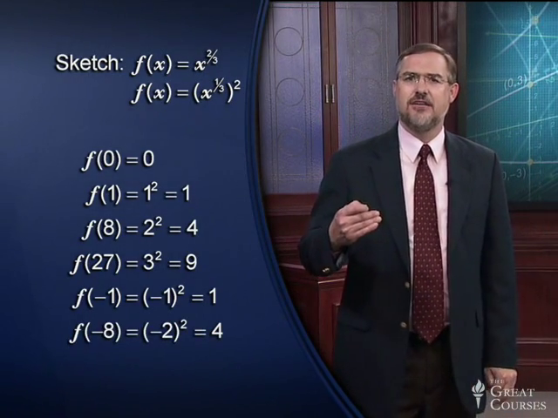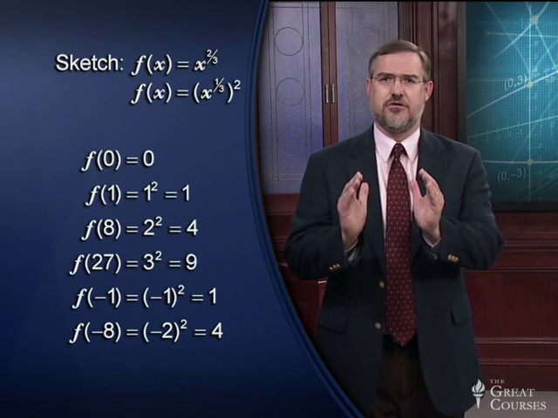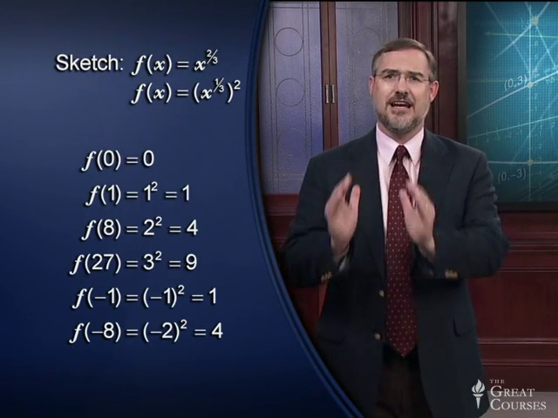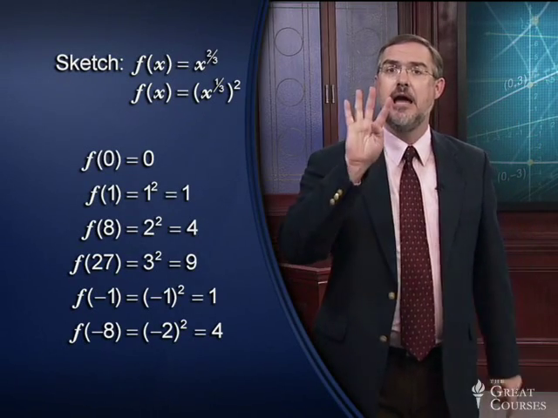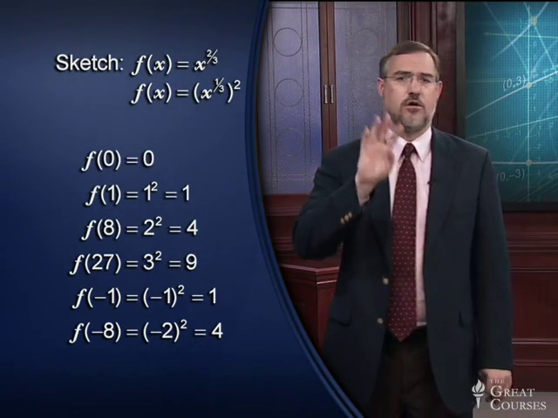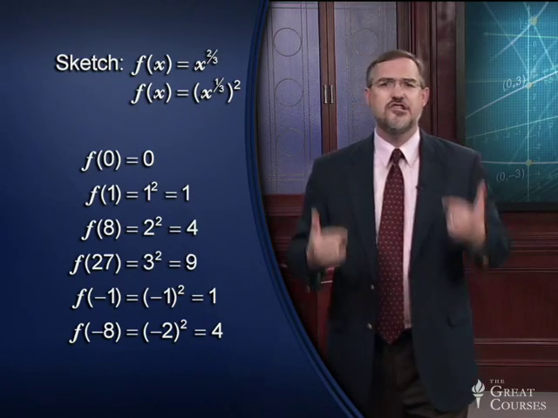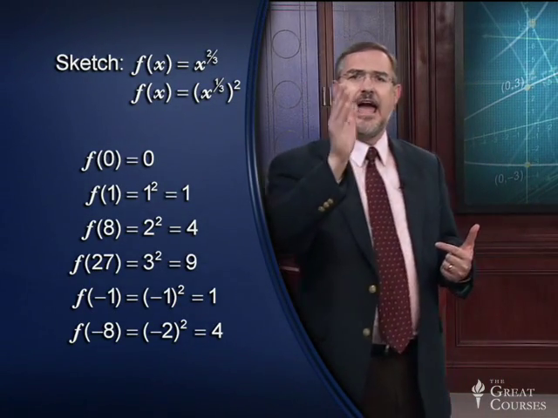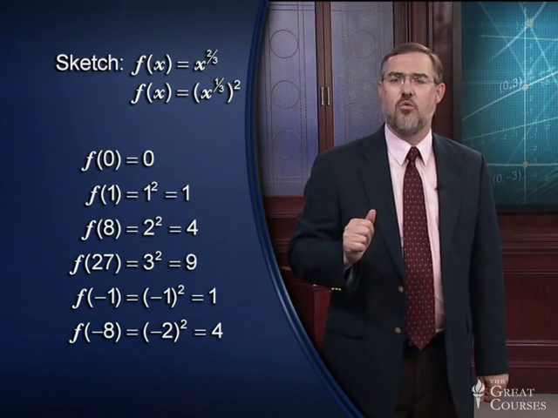f of -8 would be -8 to the 2/3, which would be -8 to the 1/3 squared, which would be (-2) squared, which would be +4, not -4, it would be +4. And now we see a difference between output values of this function, x to the 2/3, and output values of something like x to the 1/3.